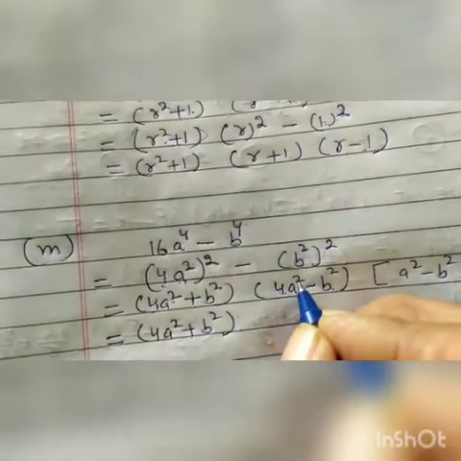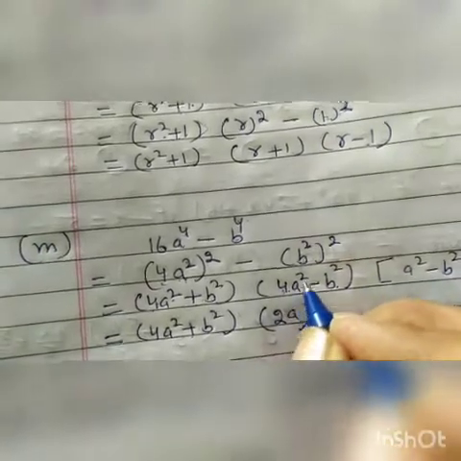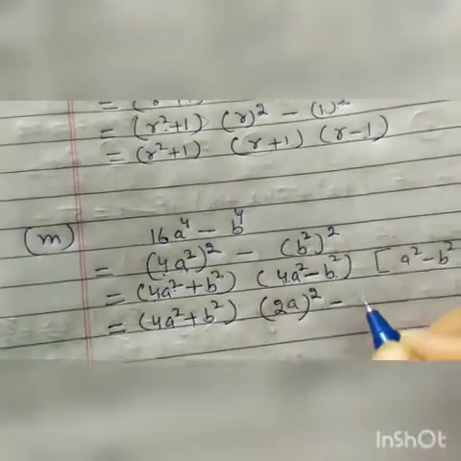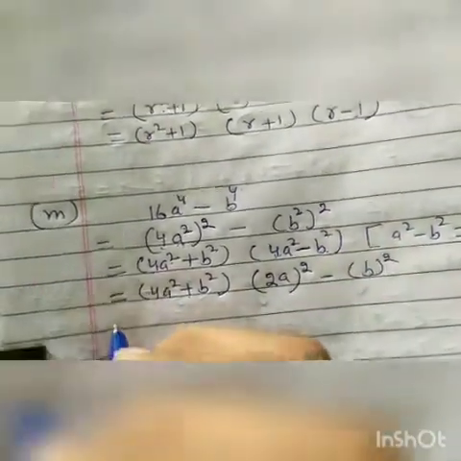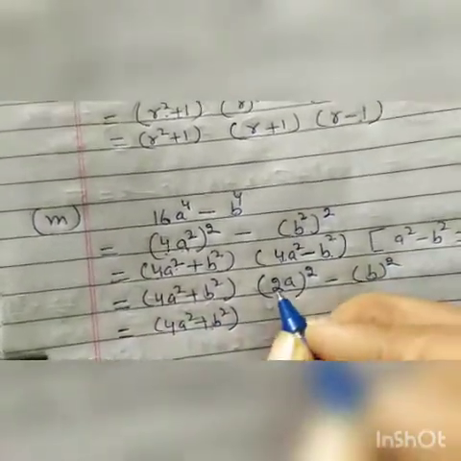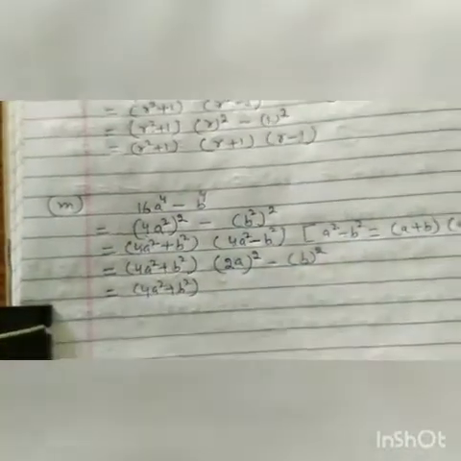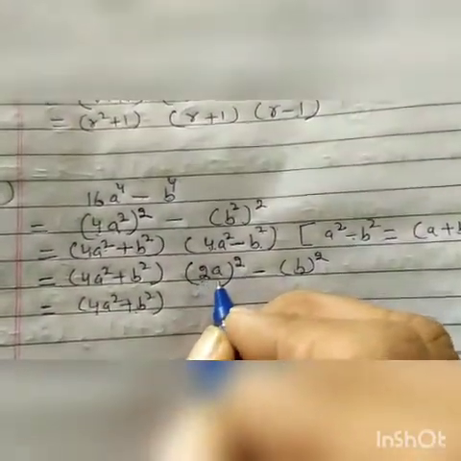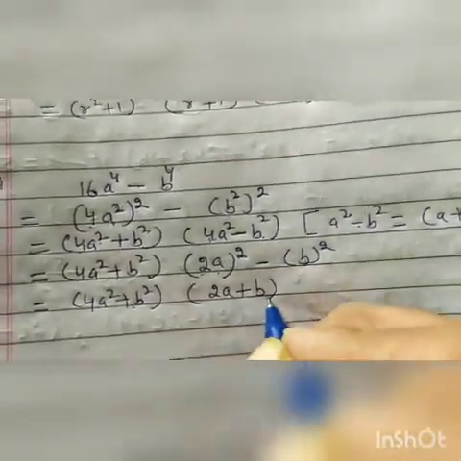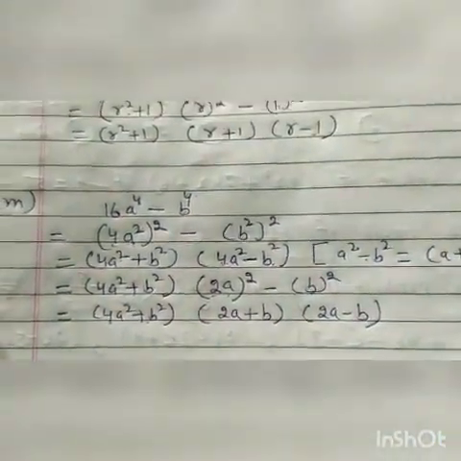Then this 4a square. 4 is the square of 2 and a square is the square of a. So this 4a square can be written as 2a whole square. Then minus, b square can be written as b whole square. Now this 4a square plus b square will be as it is. This is a square minus b square. A square minus b square is equal to a plus b. So the value of a is 2a and b is b. We will write here a plus b. A plus b means 2a plus b and a minus b means 2a minus b. This is the solution of this question.